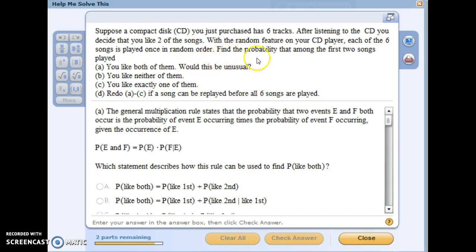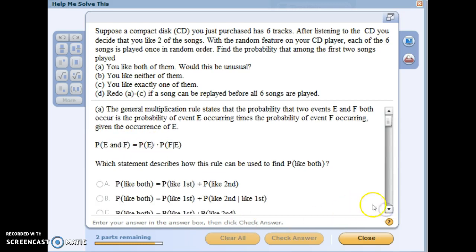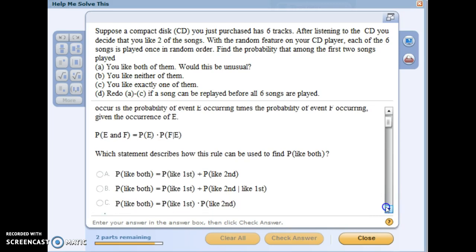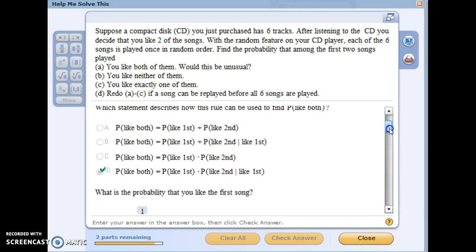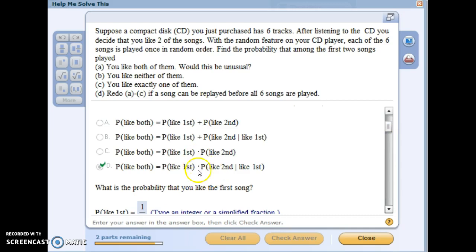Now, pay attention that with this CD player, each song is played once in random order. So it's not going to repeat any of the songs until every song's been played once. So the probability of liking the first song and then also liking the second song, we're going to find by multiplication. The probability that we like the first one multiplied by the probability we like the second one given that we like the first one, if we know that that event already happened.